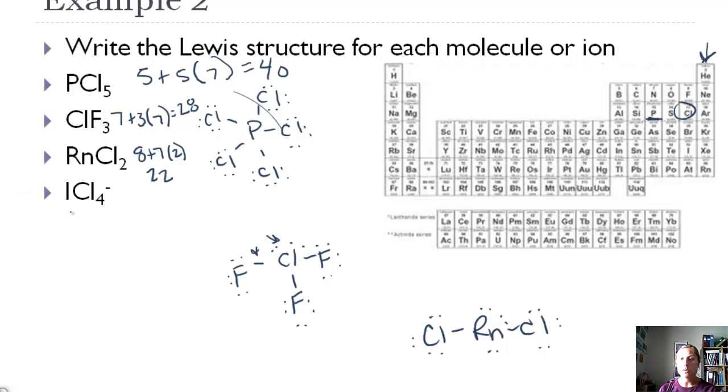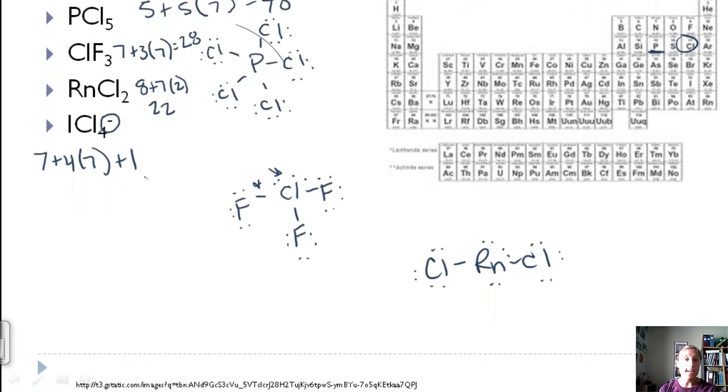We have iodine and 4 chlorines. Iodine is in group 7, so is chlorine. And then we've got this -1 ion, so we're going to add one more. Now, if this was a positive ion, because we're counting up electrons, a positive would indicate that we lost an electron, and so instead of adding one, we would be subtracting one. Keep that in mind for any cations or positive ions. So we have 7 times 5, plus another one, which gives us 36.